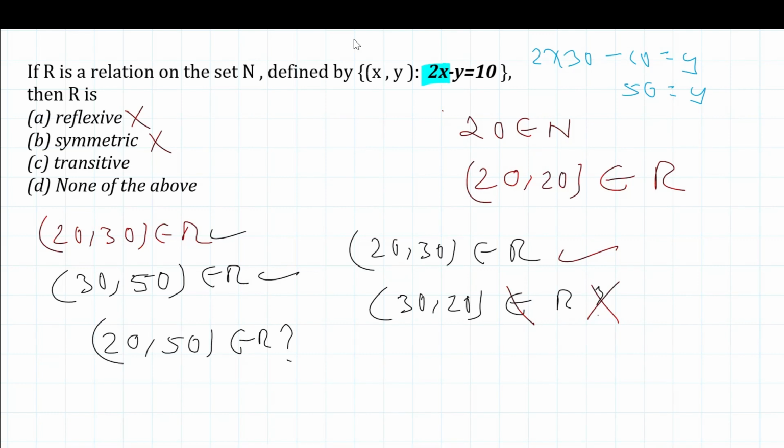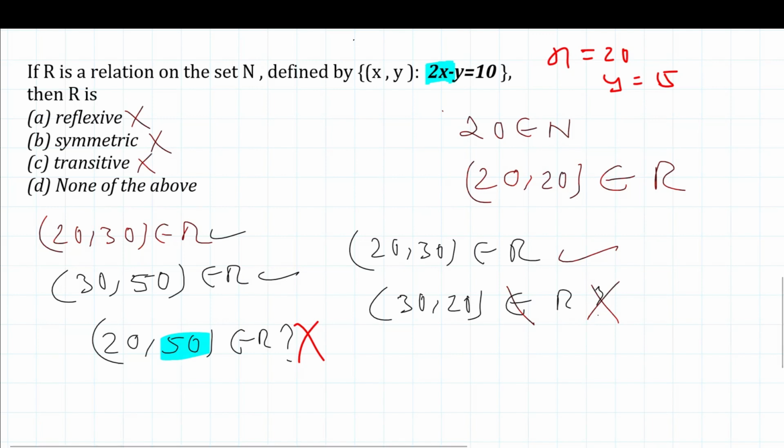Now we need to figure out whether, on placing x as 20, we are getting y as 50. Well, this is not true, because we have already done that: on placing x as 20, we got y as 30. So this is also not correct, and we can say it is not transitive as well. So the correct answer should be none of these. It is neither reflexive, nor transitive, nor symmetric.